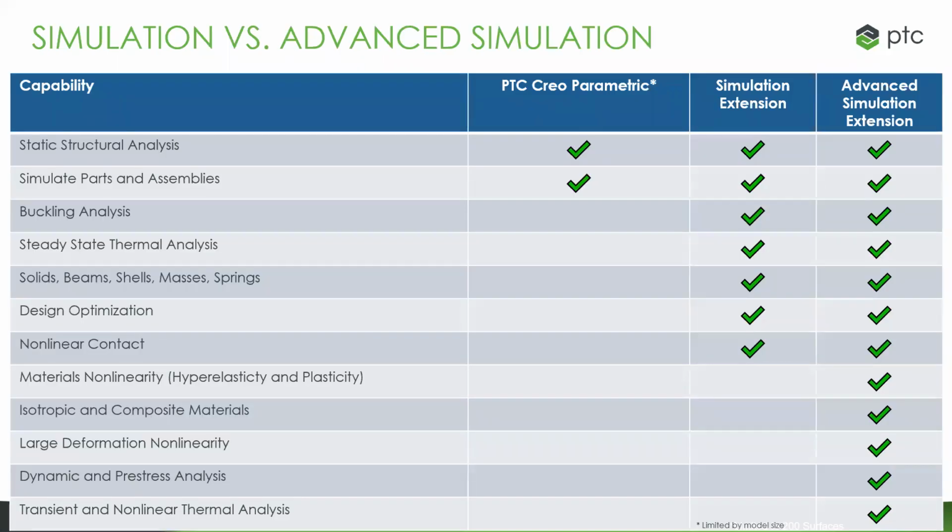Right? So again, I just want to finish off showing you the differences between Simulate base and Simulate Advanced. The check marks are really where it starts to distinguish between the two. So with basic Creo, you can do static structural analysis and simulate parts and assemblies. You add in the extension, you can bring in buckling, steady state thermal, beams, shells, masses, springs, design optimization, nonlinear contacts. Then when you get into isotropic materials, composite materials, deformation, nonlinearity, dynamic and pre-stress analysis, that's when you'll have to go down the route of getting Creo Simulate Advanced.